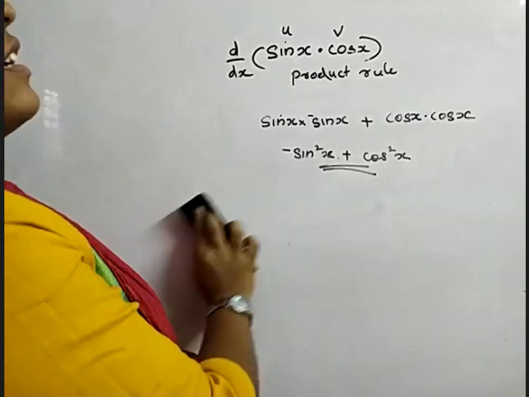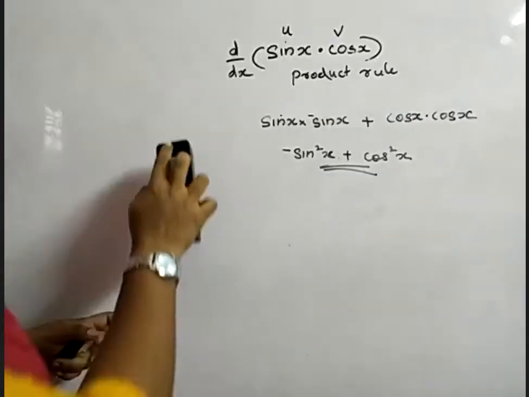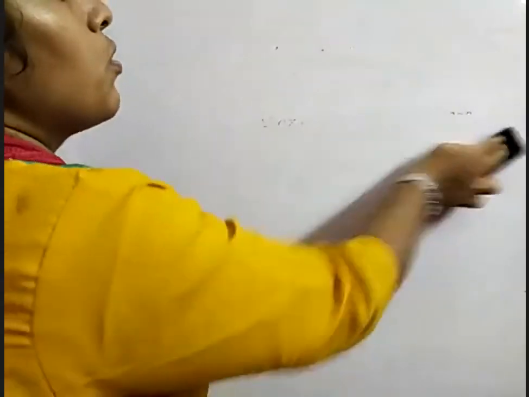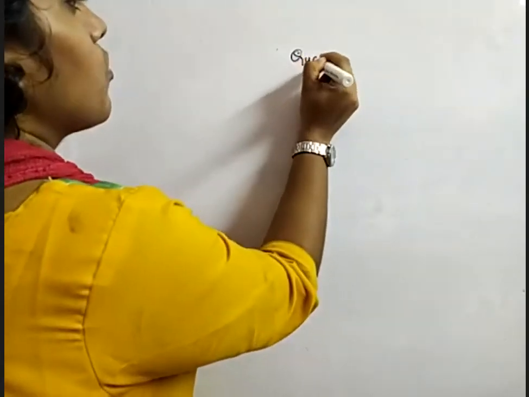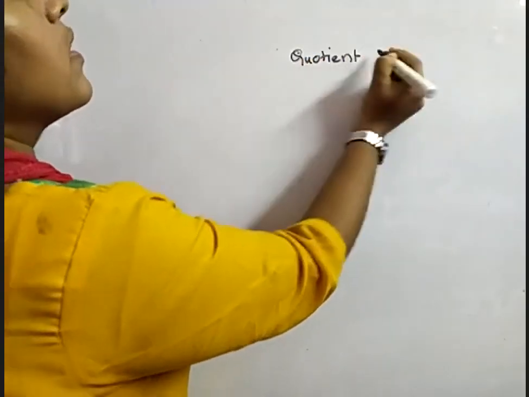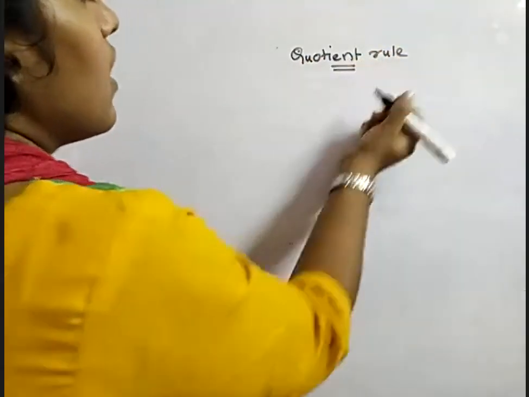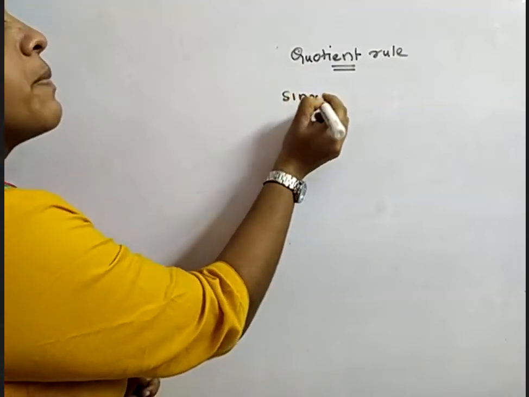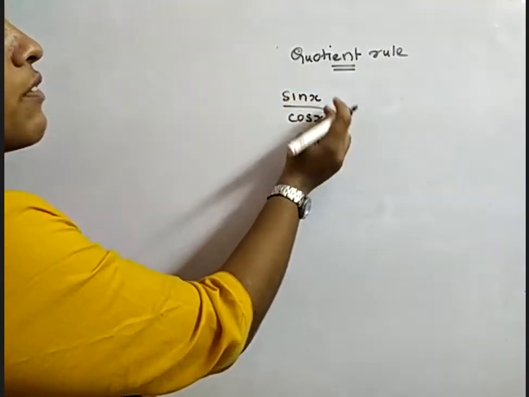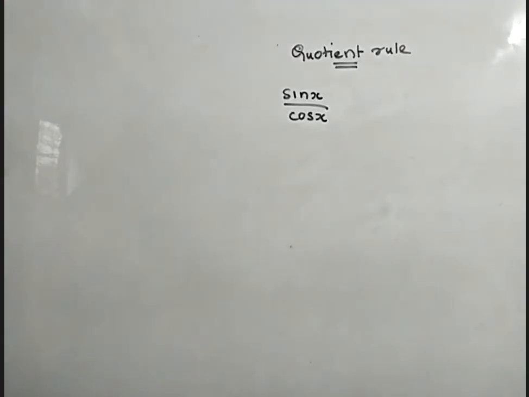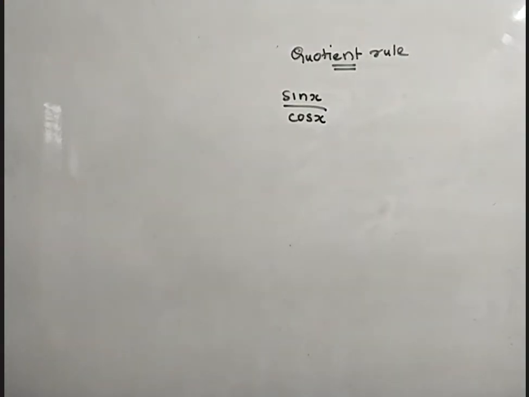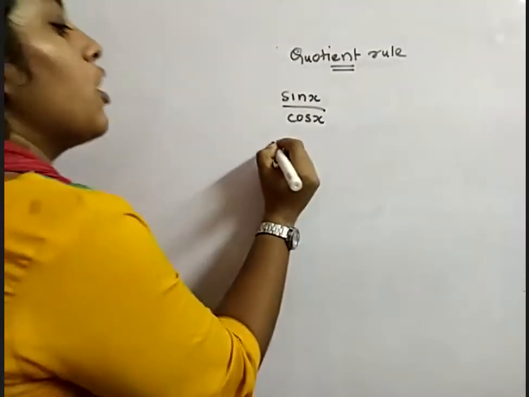So this is the product rule. Now we have one another rule, that is the quotient rule. Suppose we have a question like sin x by cos x. We have a division here, a function divided by a second function. In this case, what will you do? We apply the quotient rule.